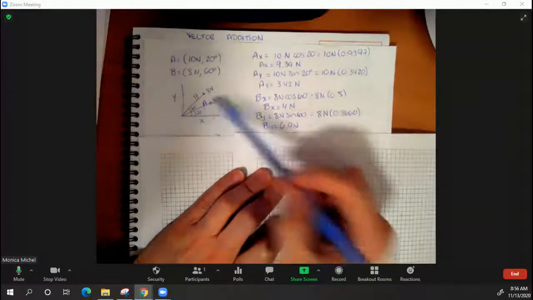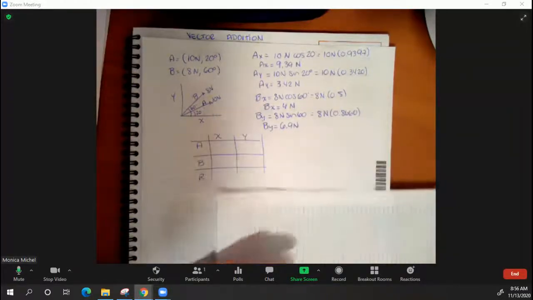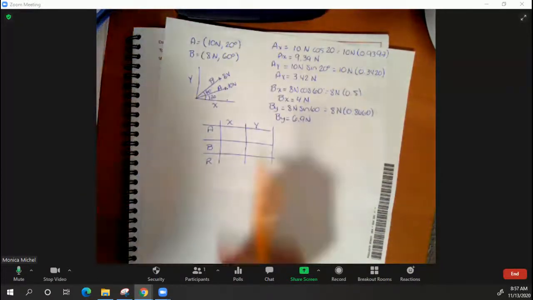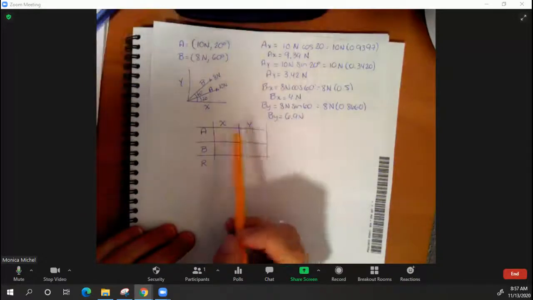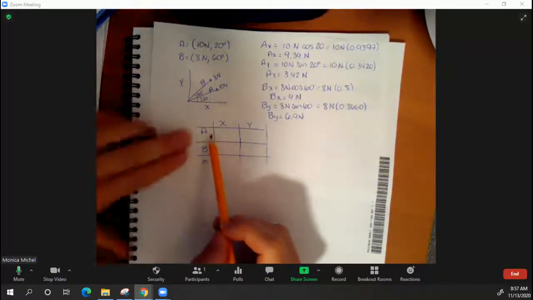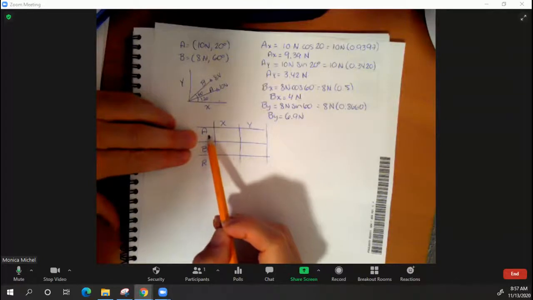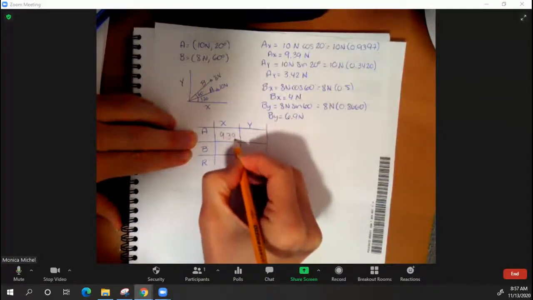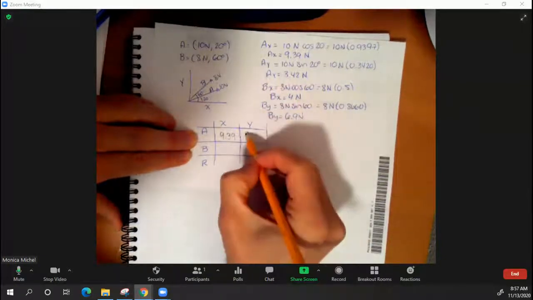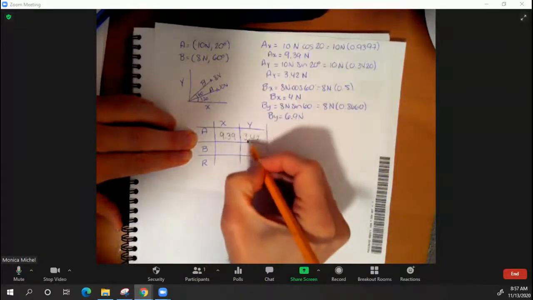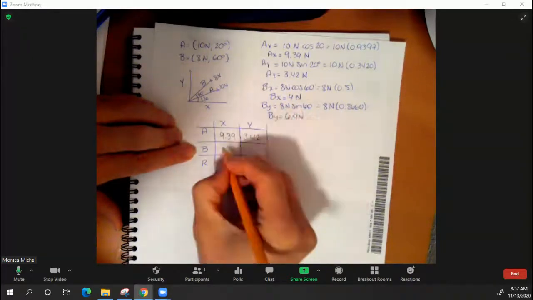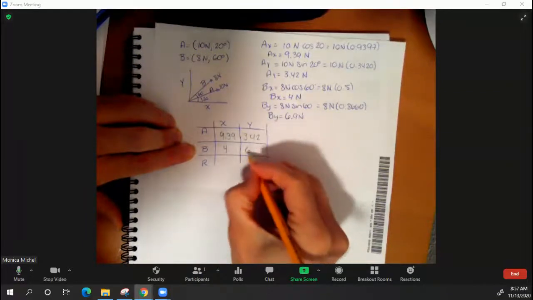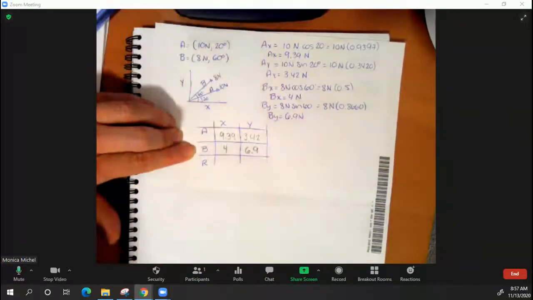Now we are adding these values. I made a little table here to illustrate how we can do the addition. We can add the two values for x and then the two values for y. So I am going to fill up this table. The value for x is 9.39, and the value for y is 3.42. In the case of B, Bx is 4, and I'm going to write down the value for By, 6.9 newtons.